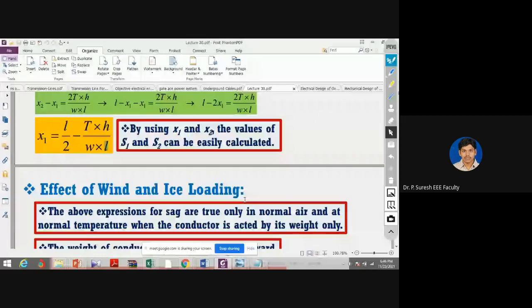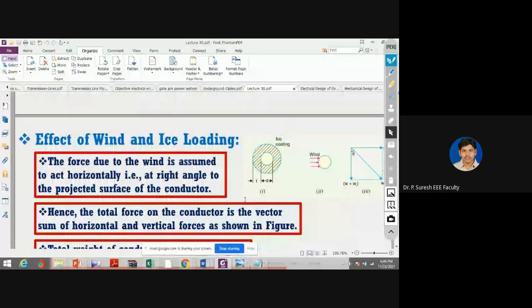And one more topic is there, effect of wind and ice loading. So what is the effect of wind and ice loading? In winter seasons, what happened? In winter seasons, the ice will be coated on the conductor. At that time, the overall weight of the conductor will increase or not? Yes or no?